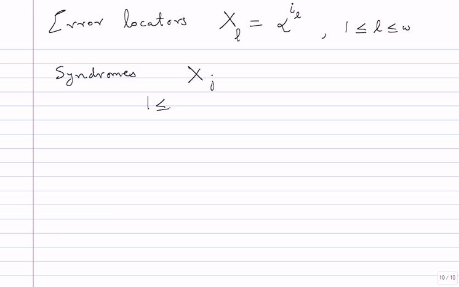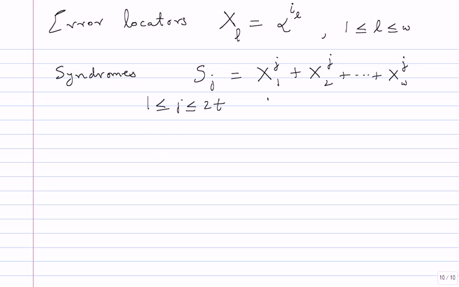S_j for j between 1 and 2t as what? I'm sorry, this is not X_j, it's S_j. It's getting too late in the afternoon. S_j is X1 power j plus X2 power j plus so on till XW power j. So this is the equation I need to solve. I'm going to write it explicitly for each j so that you can see how these equations look.